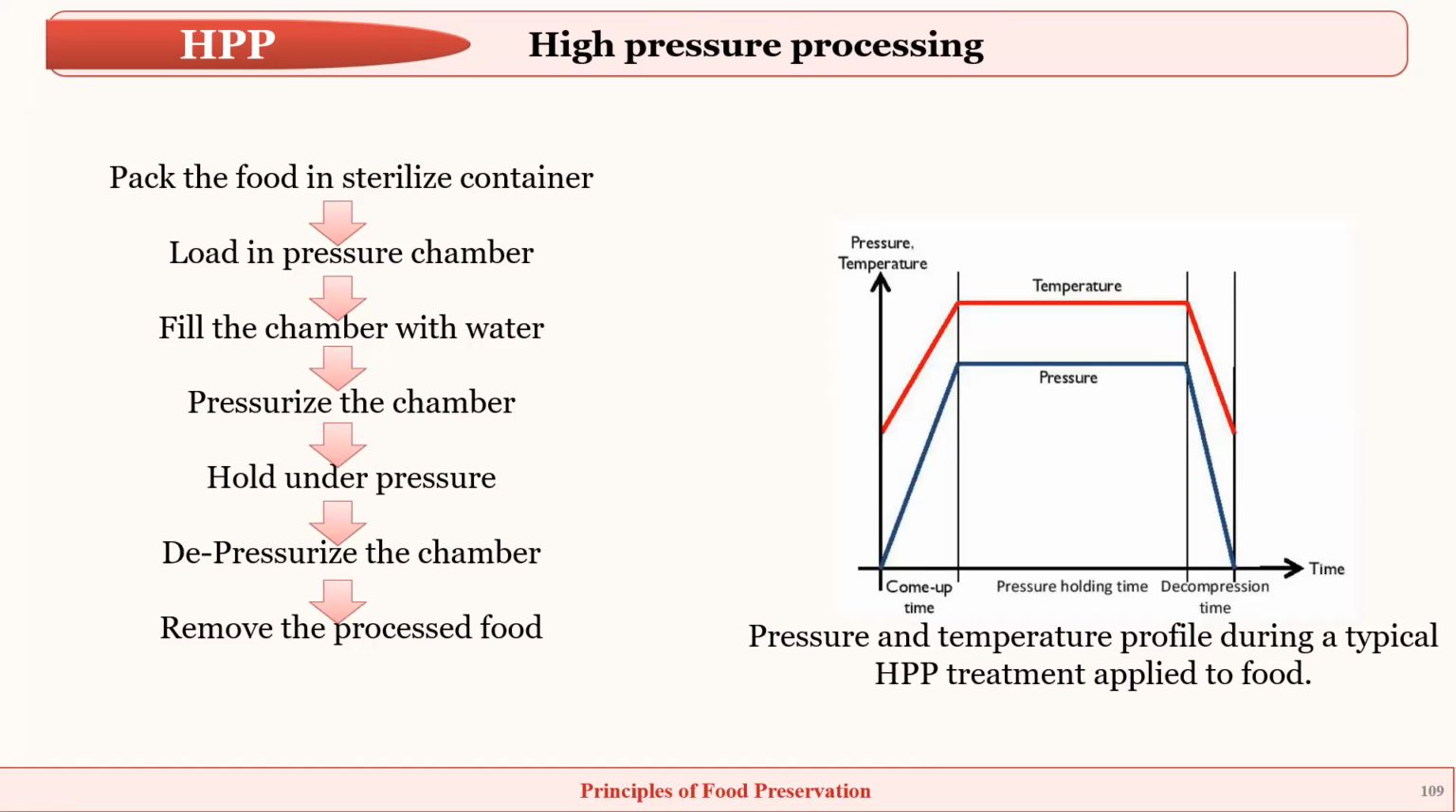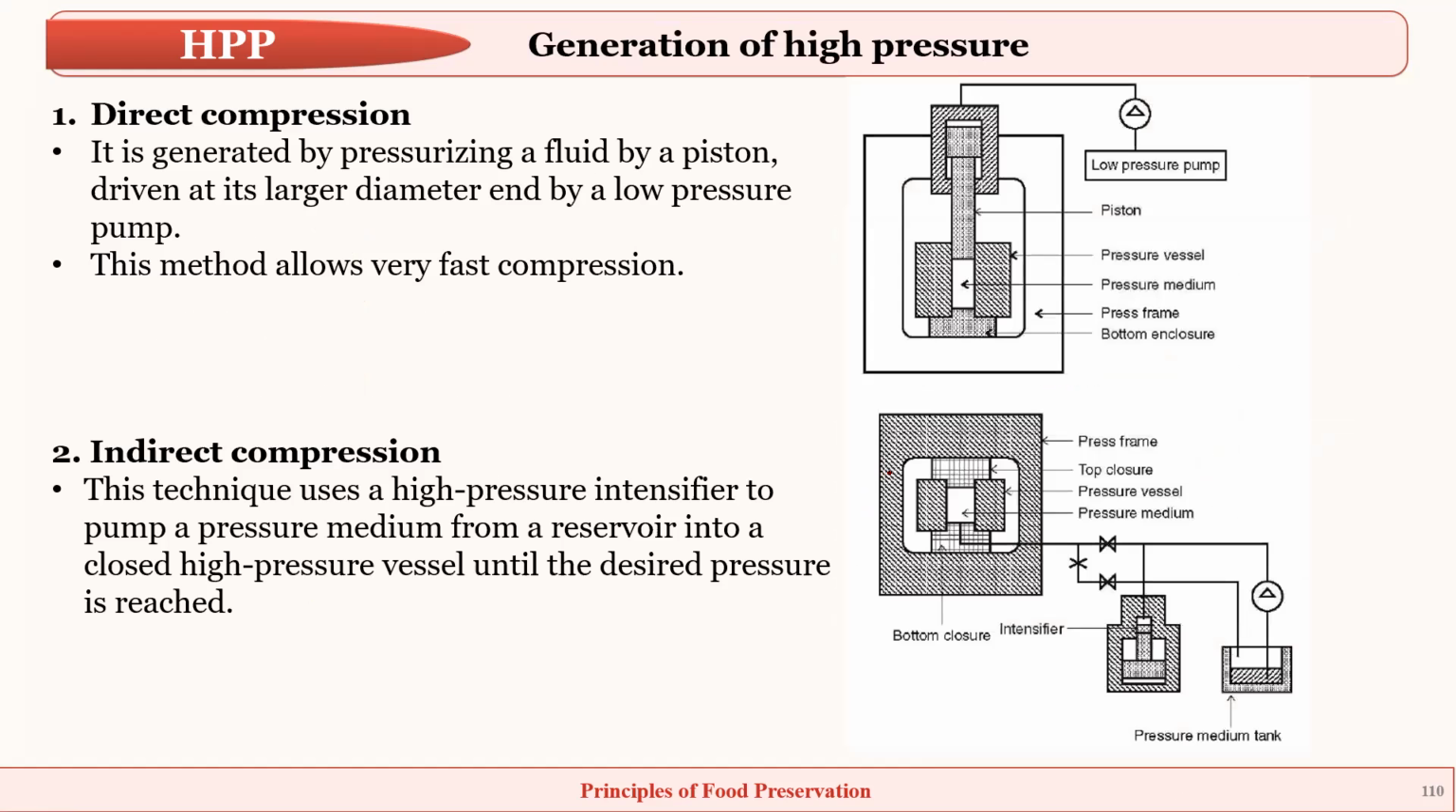So how is high pressure processing performed? The food to be processed is packed into a sterilized container, and then you load it into the pressure chamber and fill the chamber with water, which acts as a pressurizing medium. Pressurize the chamber and hold it under pressure. You can vary the pressure from 250 up to 600 megapascal. Depressurize the sample chamber and remove the processed food. Again, as with other food products, you need to optimize the pressure, exposure time, temperature and everything with respect to each food you want to study.